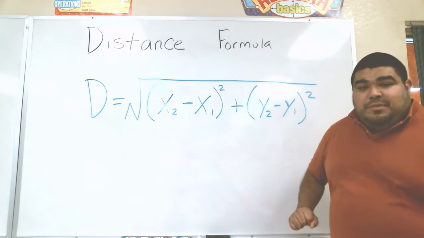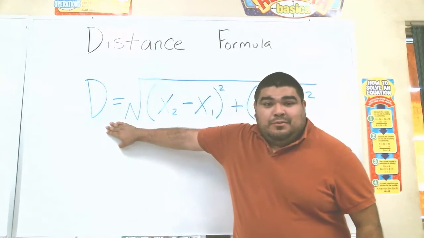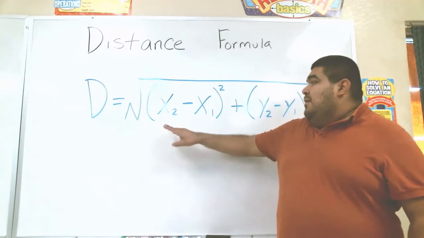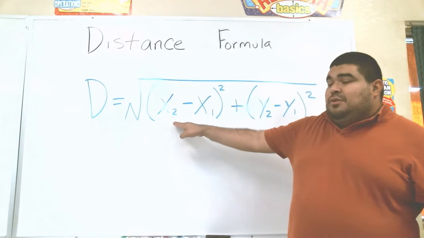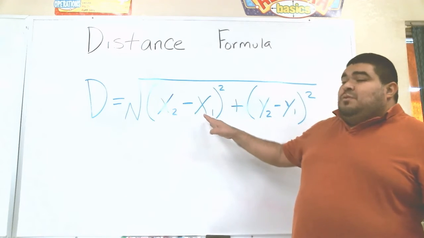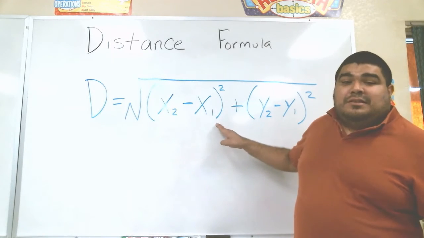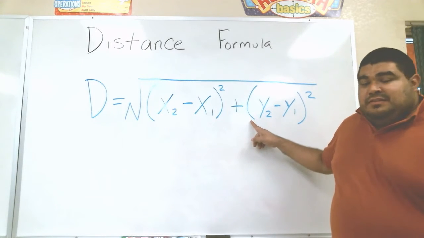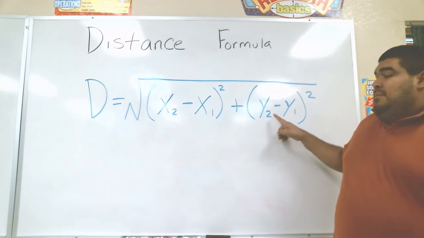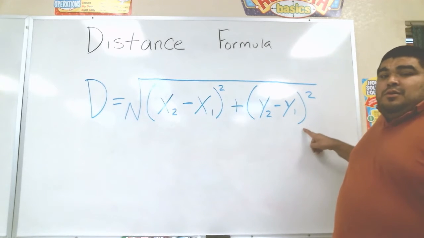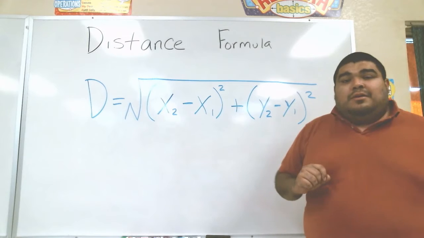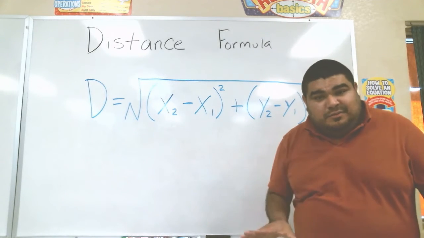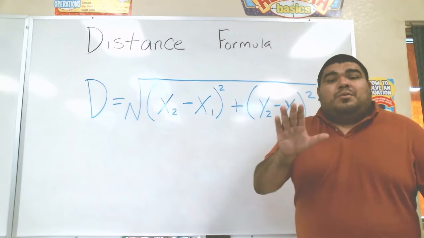So the formula is d, which is distance, equals radical, parentheses, x2 minus x1, close the parentheses, square, plus another set of parentheses, y2 minus y1, close parentheses, square. I know it looks, like I said, complicated. I know you've probably never seen this before. It's okay. We're going to work on it together.